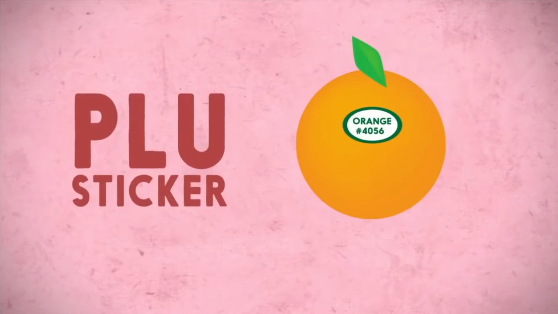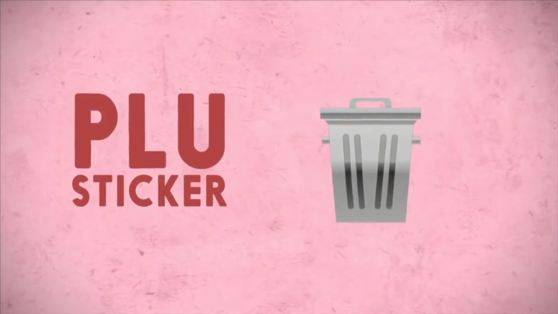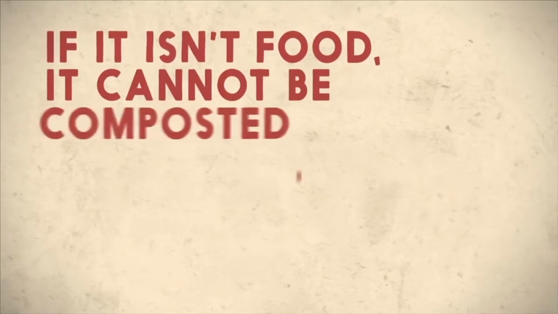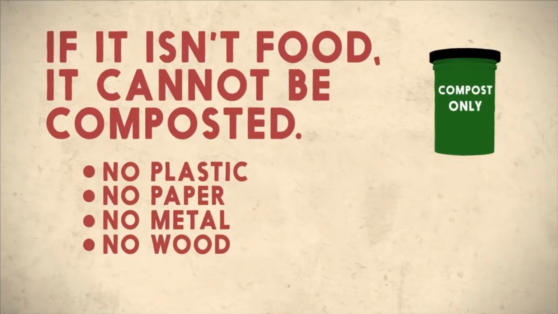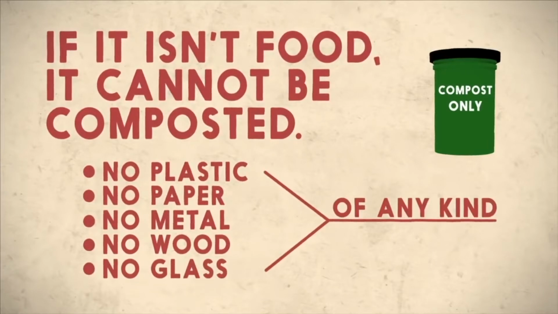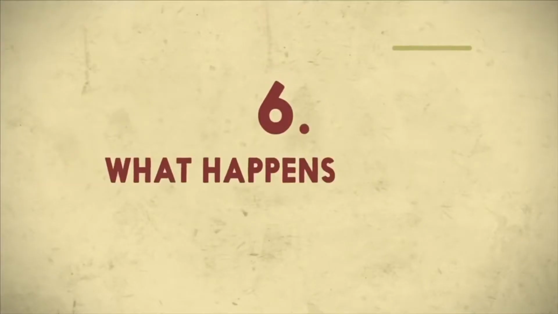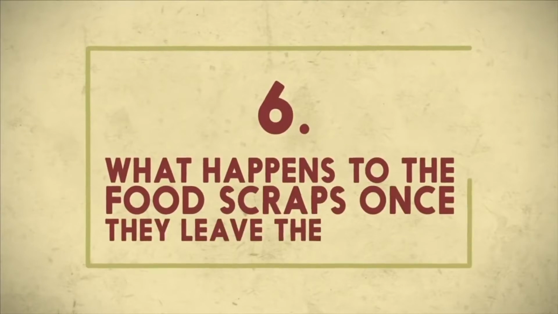And don't forget to peel the little stickers off of your fruit. Remember to check with your school, but in general, if it isn't food, it cannot be composted. So, no plastic, no paper, no metal, no wood, and no glass of any kind. So, what happens to the food scraps once they leave the school?